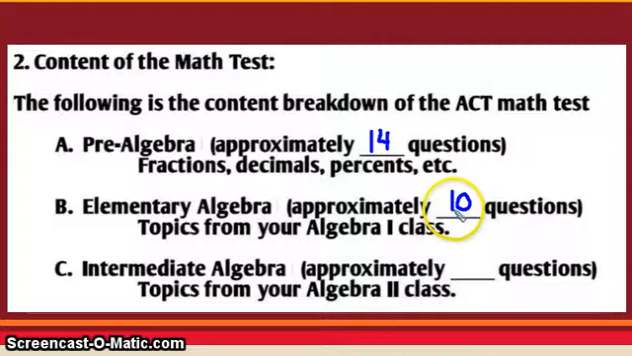So you can see here that we've got 24 questions already from the ACT, just from freshman level math, basically. The last part, you're going to have some intermediate algebra, which probably is going to be some of your Algebra 2 questions. There are going to be approximately 9 questions on the ACT from intermediate algebra or Algebra 2. So now what are we up to here? 14, 24, 33 questions, half of the test right there. All right, let's move to the next slide.